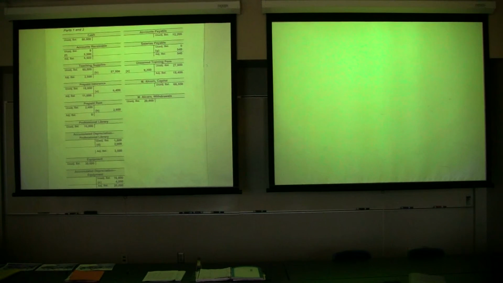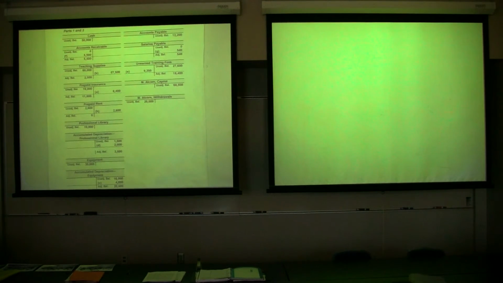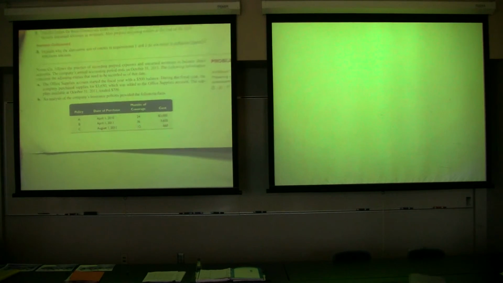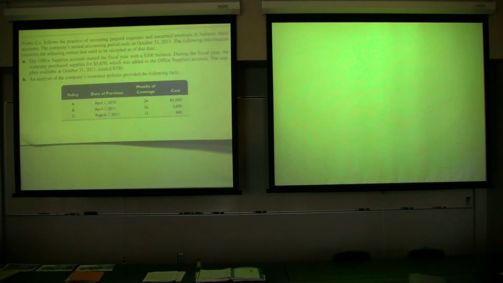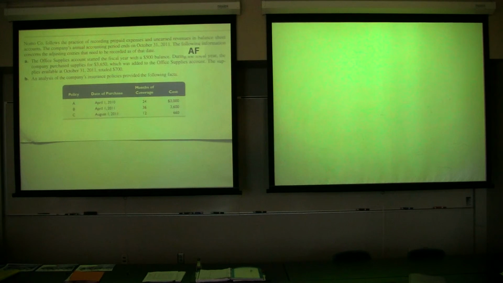I'll hand out the journal entries in a minute. Here's what it asks you to do. It's 3-1B. You find it on page 127, and it's very similar to where we started. We're going to do these journal entries. And I'll hand out the journal in just a second. So let me read this.